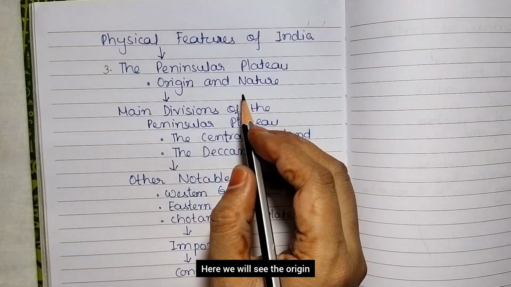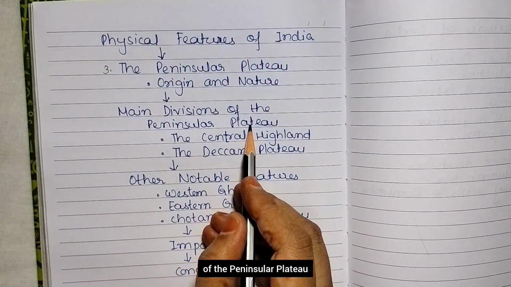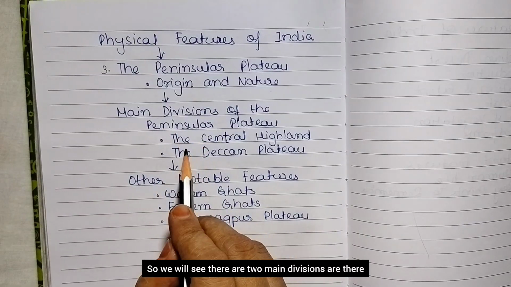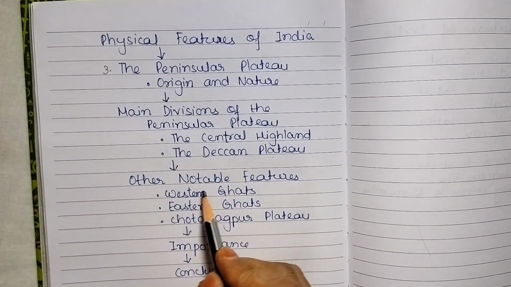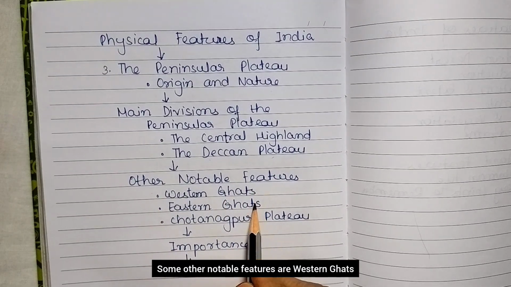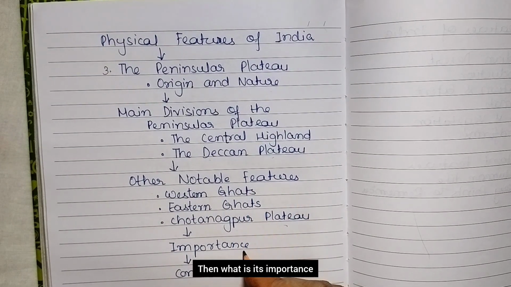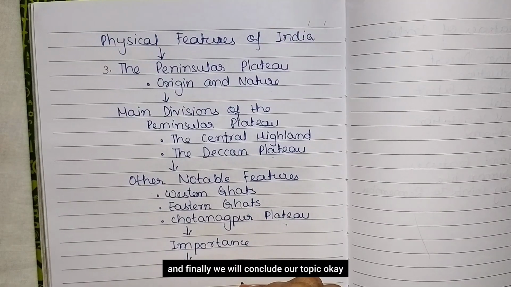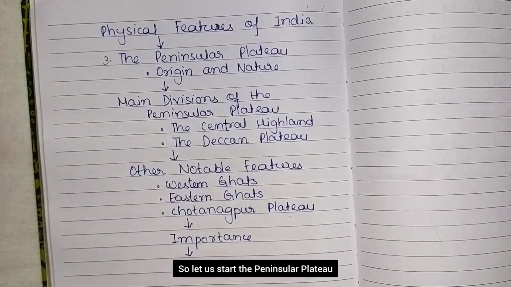Here we will see the origin and its nature. Then we will go through its main divisions. We will see there are two main divisions, that is the Central Highland and the Deccan Plateau. Some other notable features are Western Ghats, Eastern Ghats and Chota Nagpur Plateau. Then what is its importance, and finally we will conclude our topic. Okay, so let us start the Peninsular Plateau.